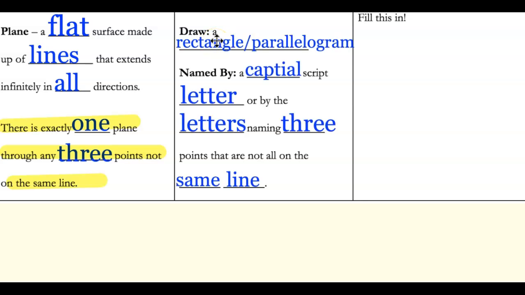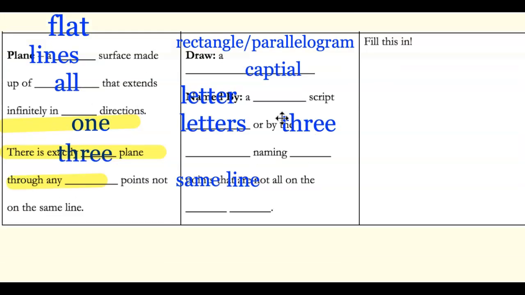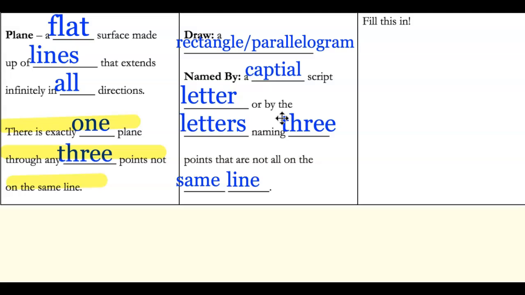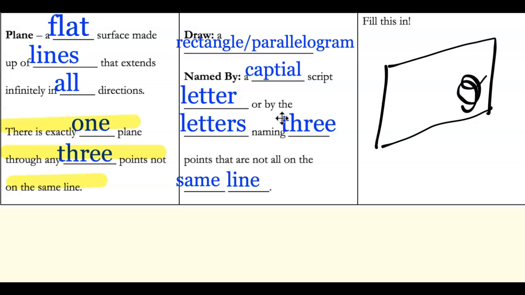To draw a plane, we either draw a rectangle or a parallelogram. We name it by a capital script letter, again cursive, or we would name it by 3 letters that are points not on the same line. So a couple of examples. We'll do a rectangle or parallelogram, and let's say I like the letter Q, so I'm going to use Q, and then we would use the word plane, and then we would write the letter Q.